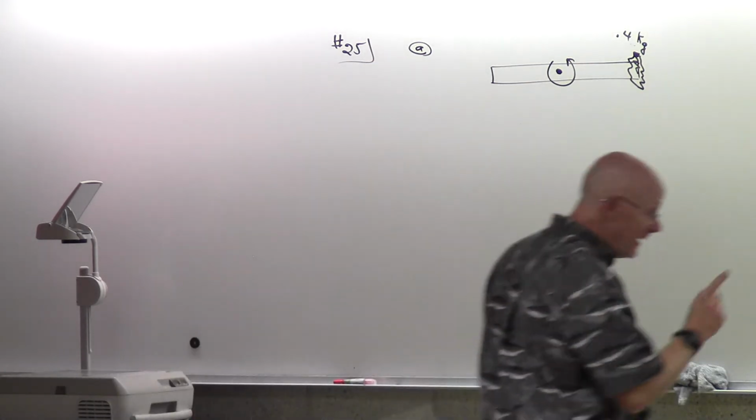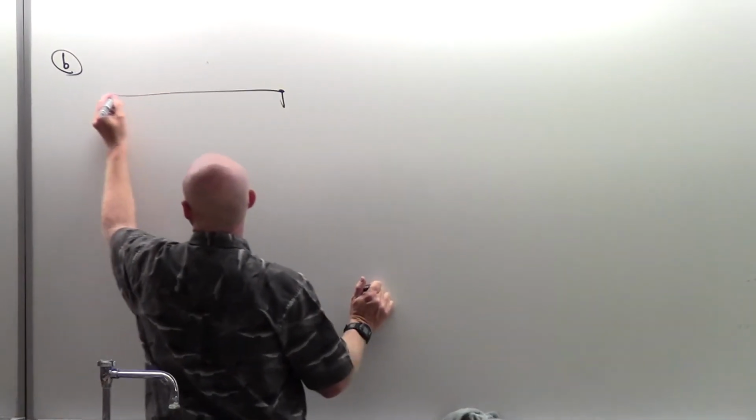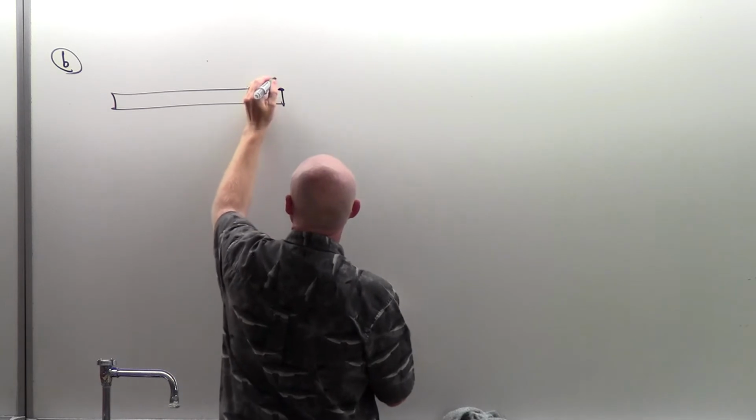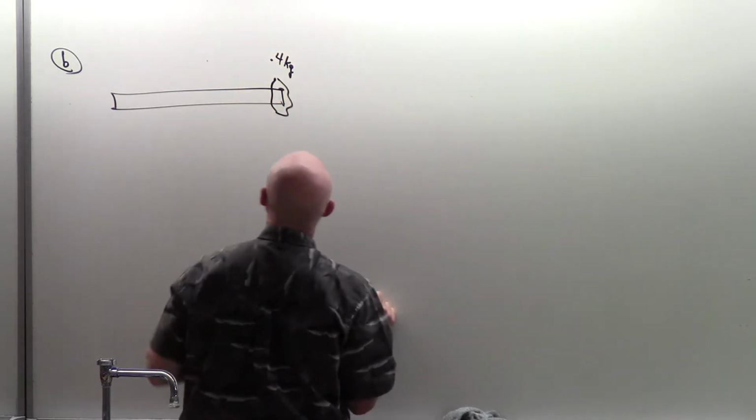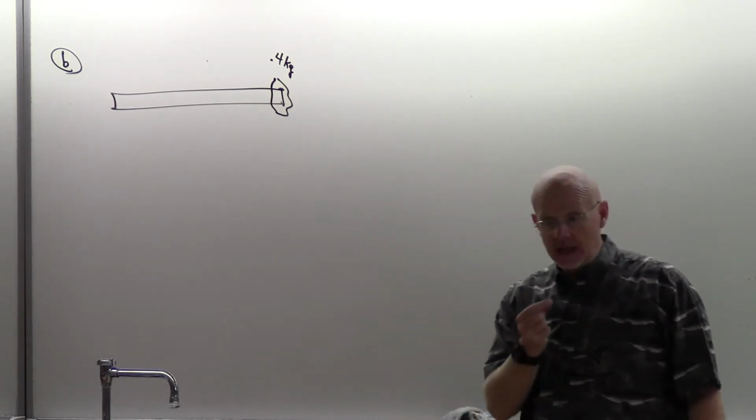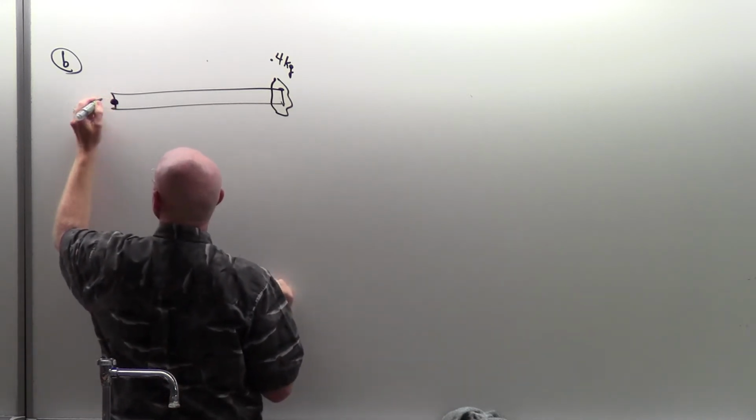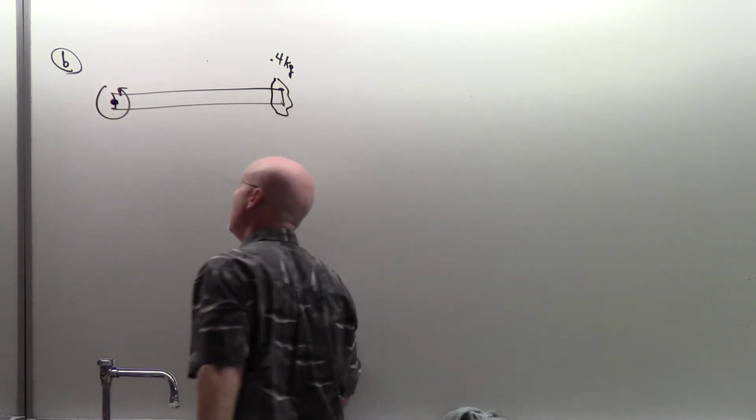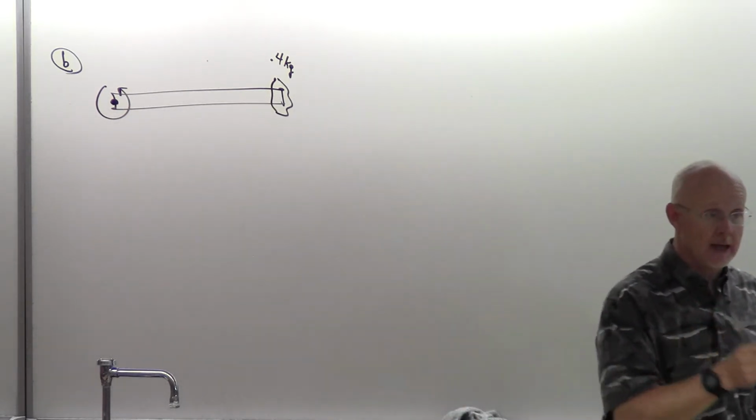Now that's different than B. Over here in B, they are saying this chunk of clay is still at the 100 centimeter mark, but what is different is it is now rotating around an axis that is at its other end.